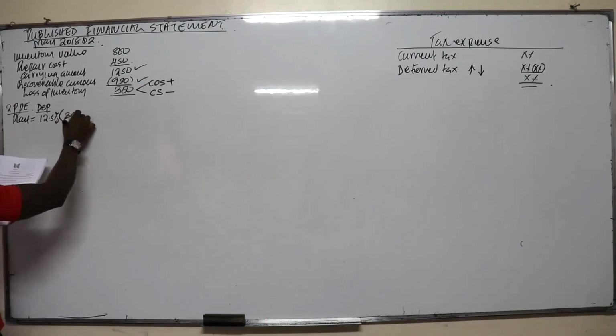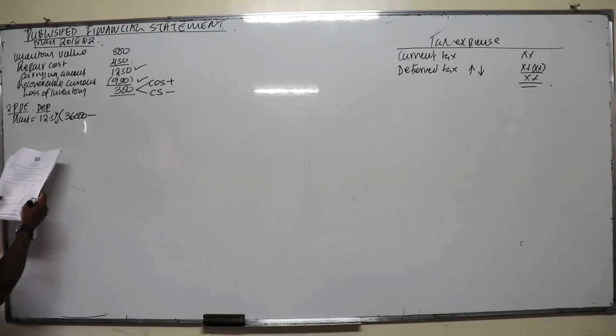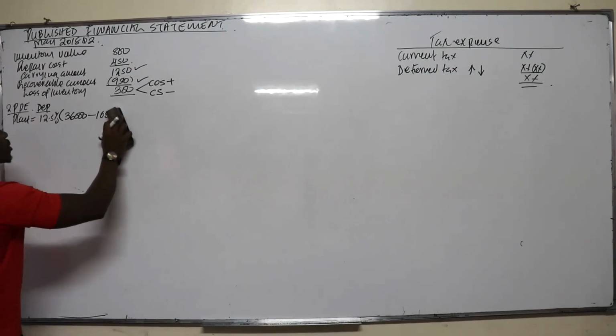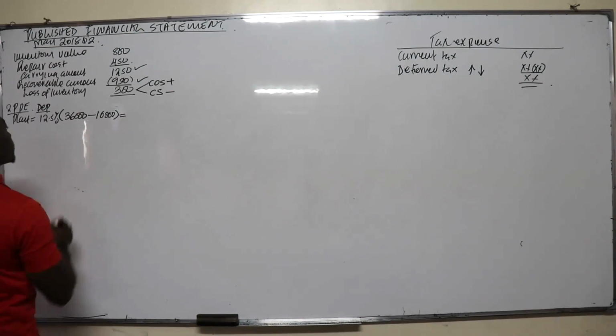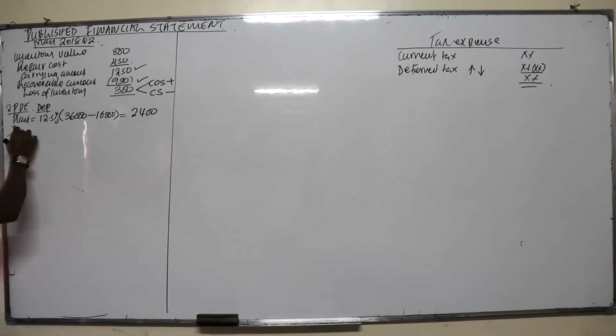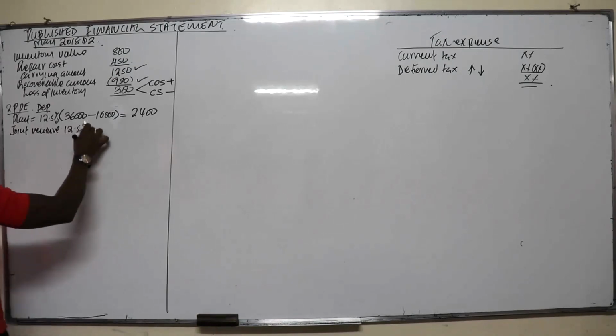We have that 6,000, but they're using reducing balance. So therefore, you have accumulated depreciation, which is 16,800. Give me that. $2,100. Have the plant for the joint venture. You still take 12.5%. Note number 5.